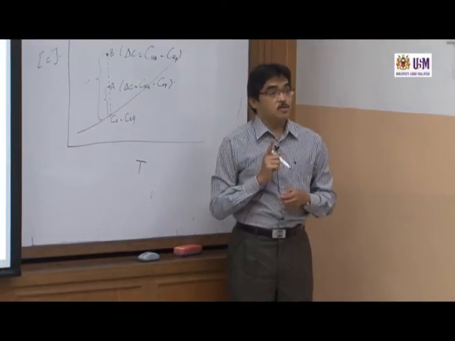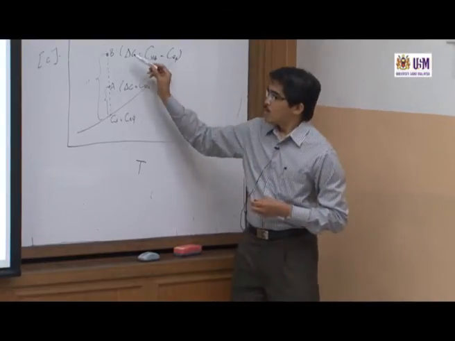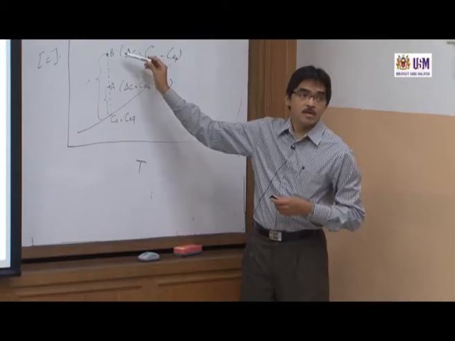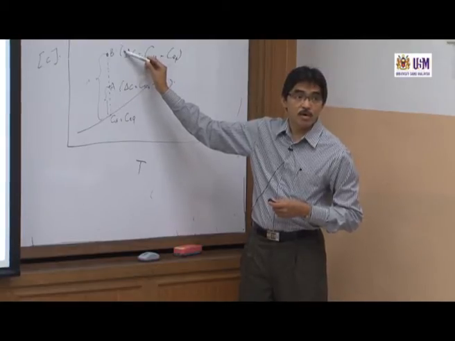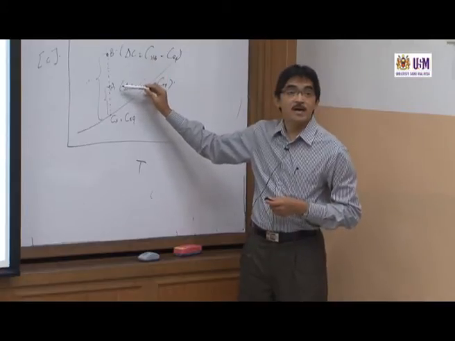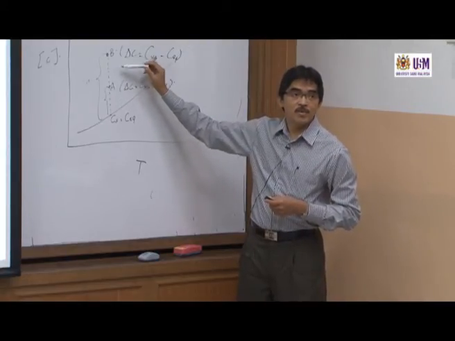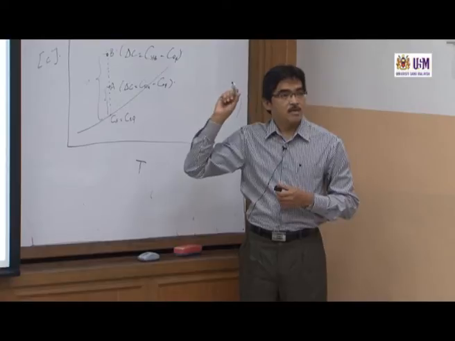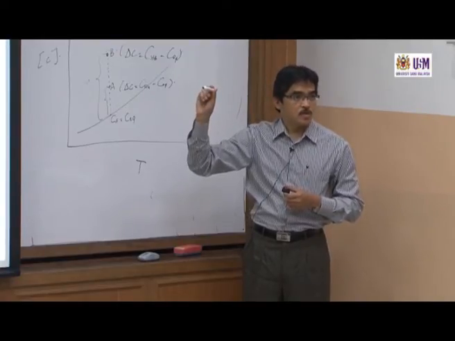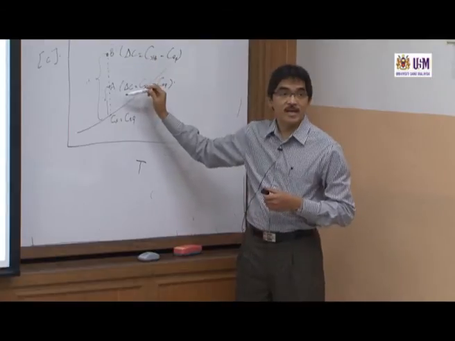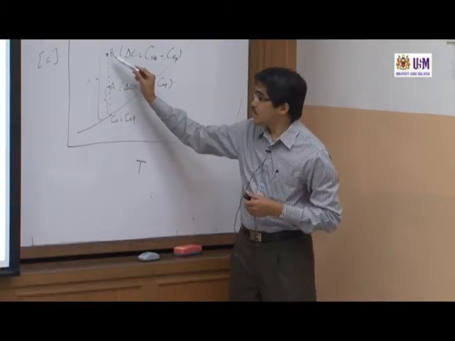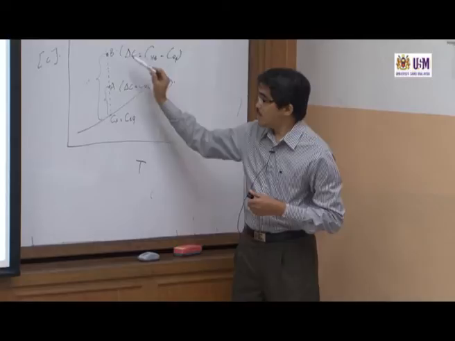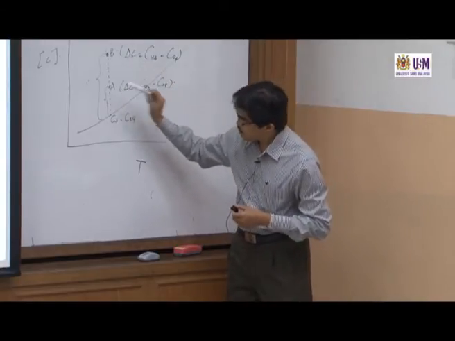So in terms of driving force, which one would have a higher tendency or higher driving force for nucleation, point B or point A? Point B, because the delta C is higher. Delta C for B is higher compared to delta C for A.